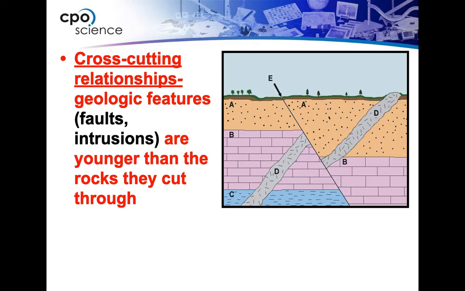Letter D is called an igneous intrusion or an intrusion. An igneous rock is formed from magma or lava. So underneath Earth's surface, magma in this area came up and it went through all of those sedimentary rock layers and it made new rock. Those rock layers, layers C, D, and A, had to have been there in order for D to come through and reach through those.